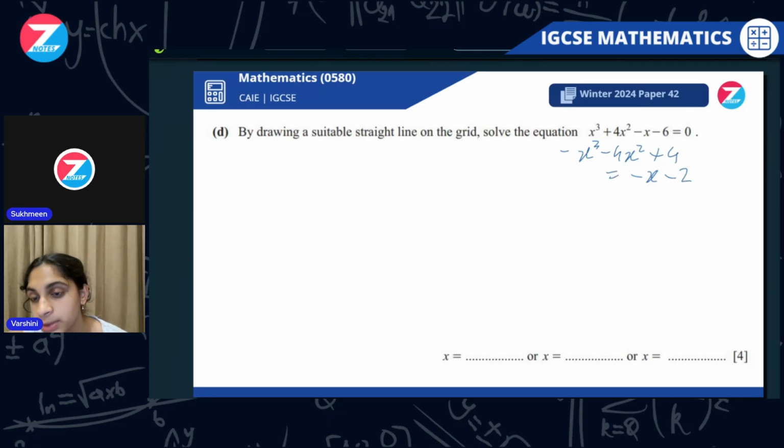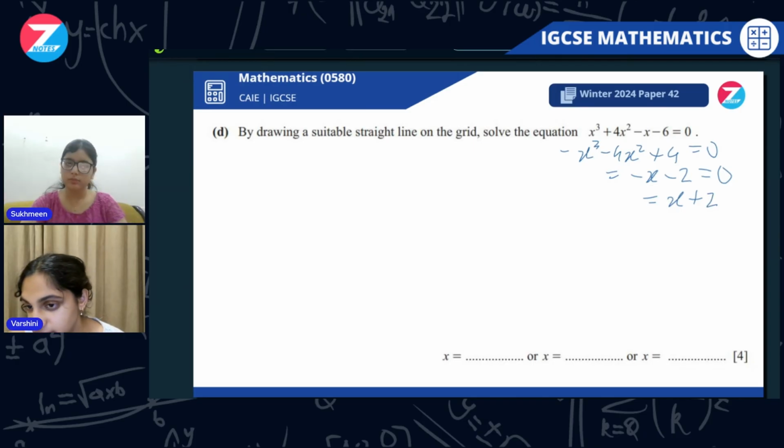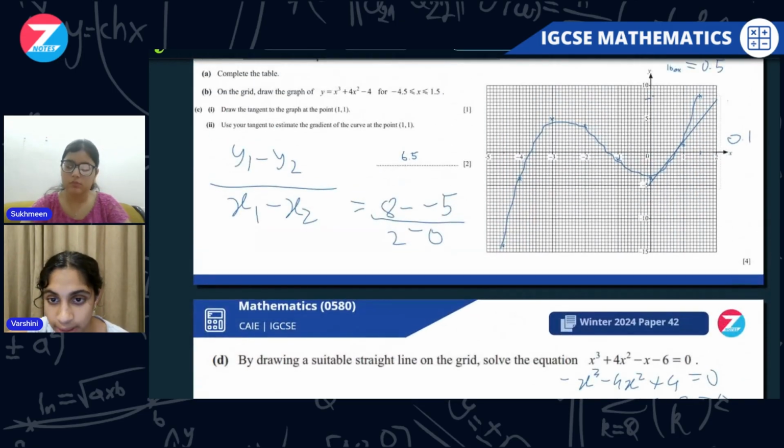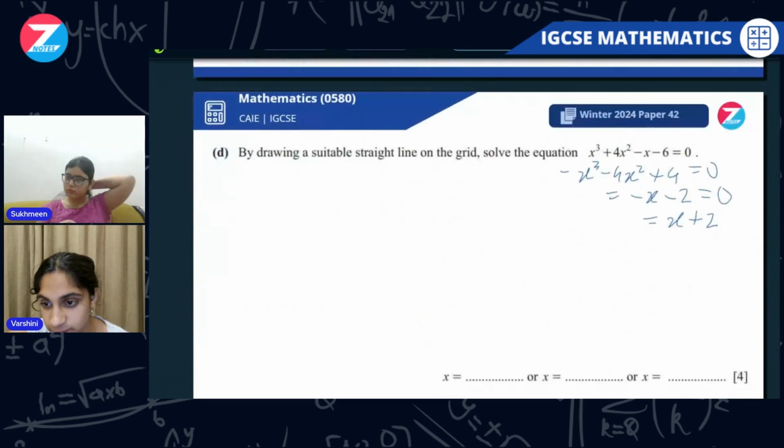And remember, we can just put this on the other side of 0 because we have this equals 0. So to make it easier, we're just going to make this x plus 2, which is the same as minus x minus 2. And now all we have to do is draw this line on this graph and find the values where this and x plus 2 intersect.